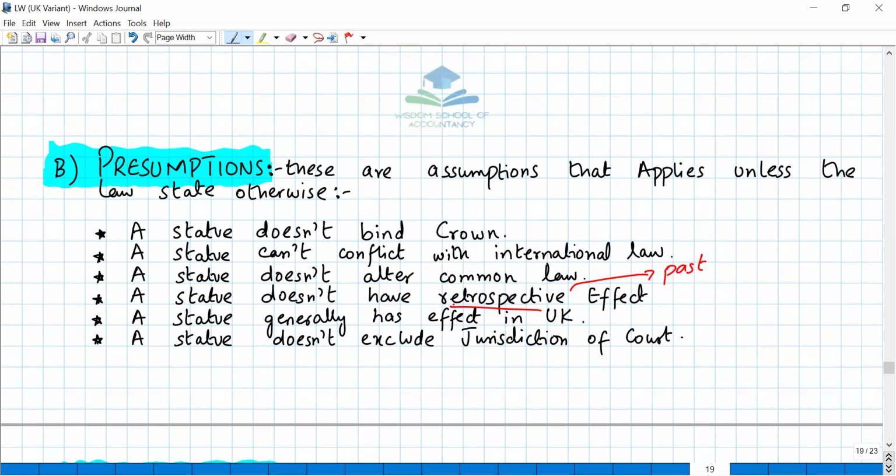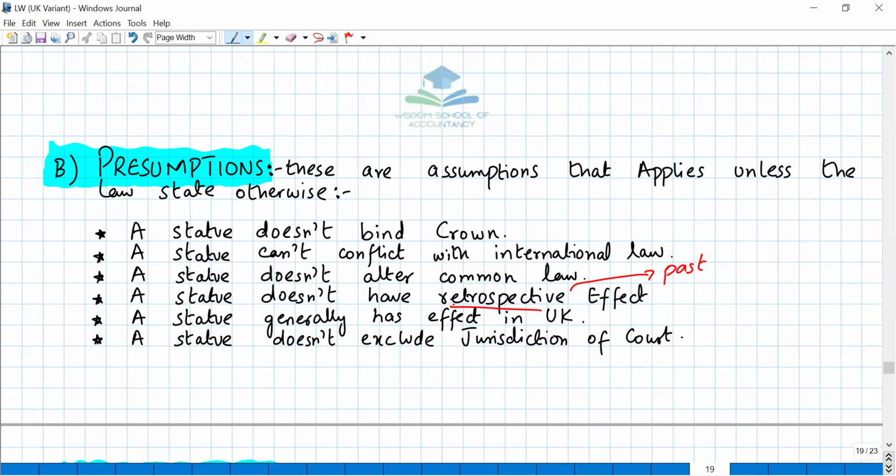A statute doesn't have retrospective effect. A statute doesn't have past effect. For example, a law is created that if someone does drugs, he will be imprisoned for, let's say, 1 month. Previously it was 6 months, but now it's 1 month. Now this 1 month will be applicable from the future. The past decisions that are already made, they are made.